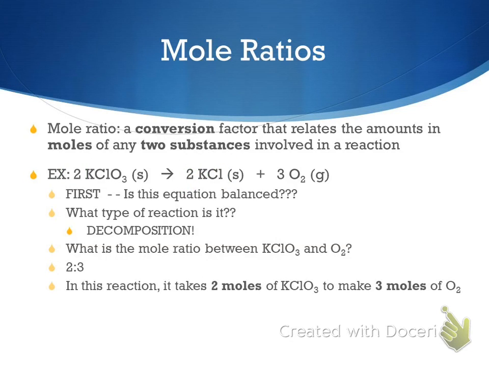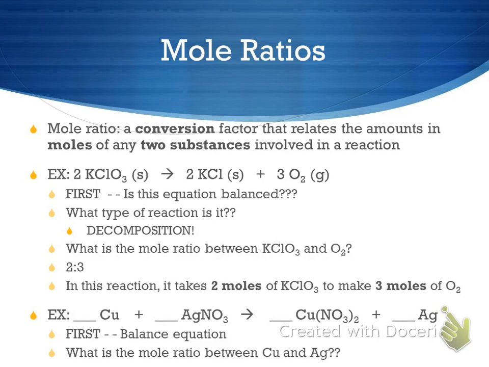So in this reaction, it takes 2 moles of potassium chlorate to make 3 moles of oxygen. Why don't you go ahead and balance this chemical formula listed below here. Can everyone see that okay? Go ahead and try to balance that real quick, and then we'll look at some mole ratios. We want to balance the chemical reaction first, and then we're going to find the mole ratio between copper and silver.